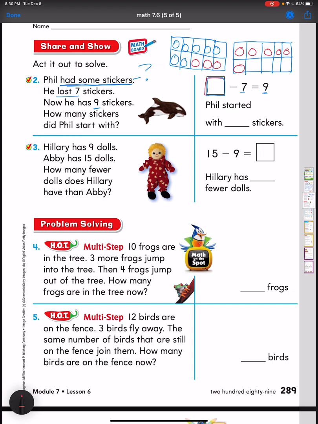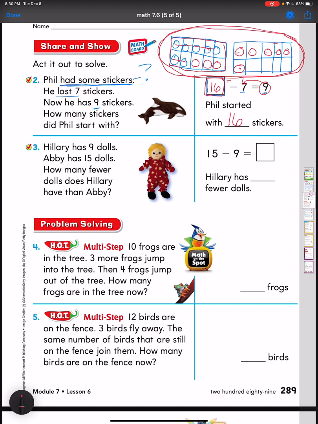Now we need to find out what he started with. That means we will count these up to figure that out. So I know this is 10, 11, 12, 13, 14, 15, 16. He started with 16 stickers. He lost those 7 and was left with 9. Now I also know that 9 plus 7 will equal 16. 9 of my red stickers plus the 7 of my blue stickers will give me a total of 16 stickers. So Phil started with 16 stickers.